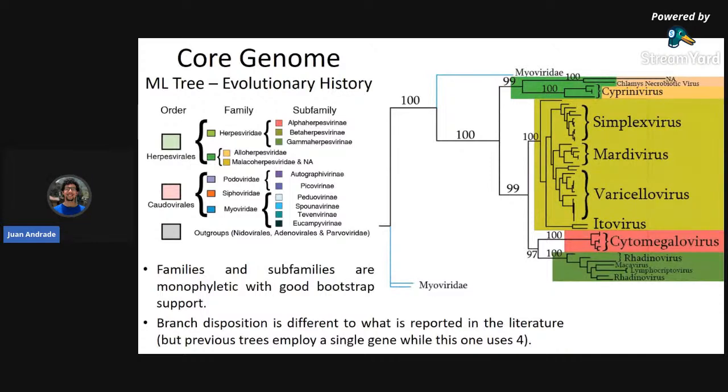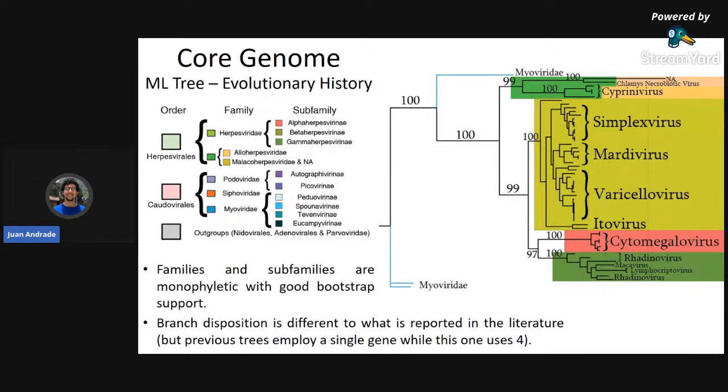And we got something like this, in which we use Myoviridae phages as outgroups. So what you can see is that the bootstrap values for the main divisions of families and subfamilies are relatively good. In general, the bootstrap values were reasonable even for the smallest branches. So there's a consistency in the evolutionary history that is told by these proteins as compared to what we see in the literature.